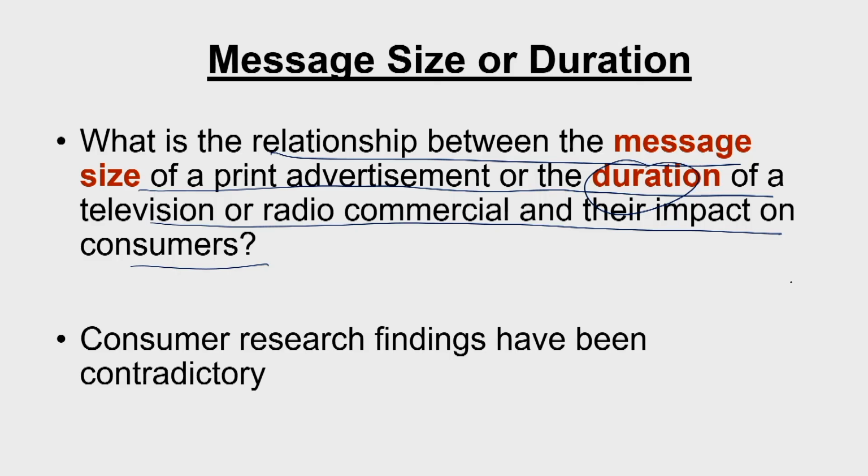Similarly, if an ad is more than 30 seconds on television, then people do not take it very positively. Of course, when an ad first comes in, a 1 or 2 minute ad may be there, but generally you see that this 2 minute ad is cut down across repetitions and made into 30-second ads. Consumer research findings have been contradictory because it depends upon message to message, ad to ad, and people to people.